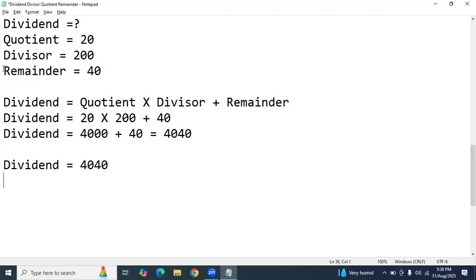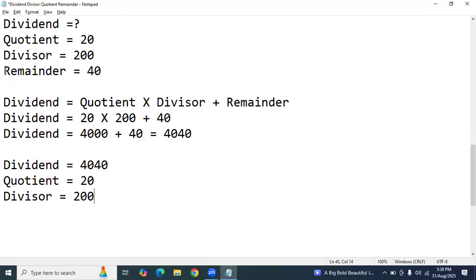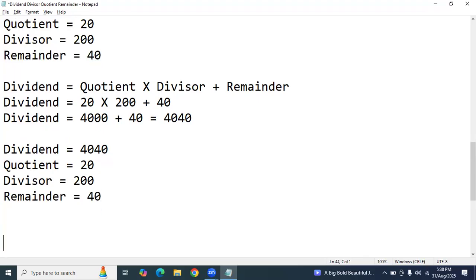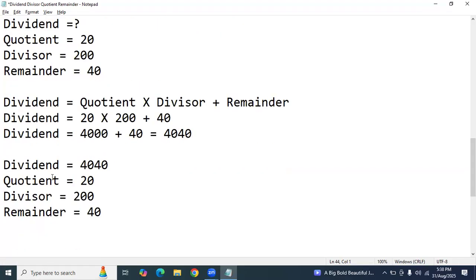Our quotient is 20, our divisor is 200 and the remainder is 40. They have asked us to find the value of the dividend, divisor and quotient. So the dividend is 4040, the quotient is 20, and the divisor is 200.